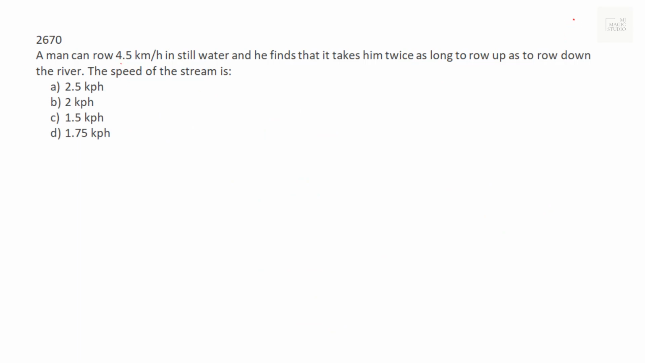A man can row 4.5 km per hour in still water. That means m is 4.5 kph, kilometer per hour, and he finds that it takes him twice as long to row up as to row down. That means time to go upstream is twice the time to go downstream. We know that time to go upstream is d upon m minus w, and time to go downstream would be 2 into d upon m plus w.